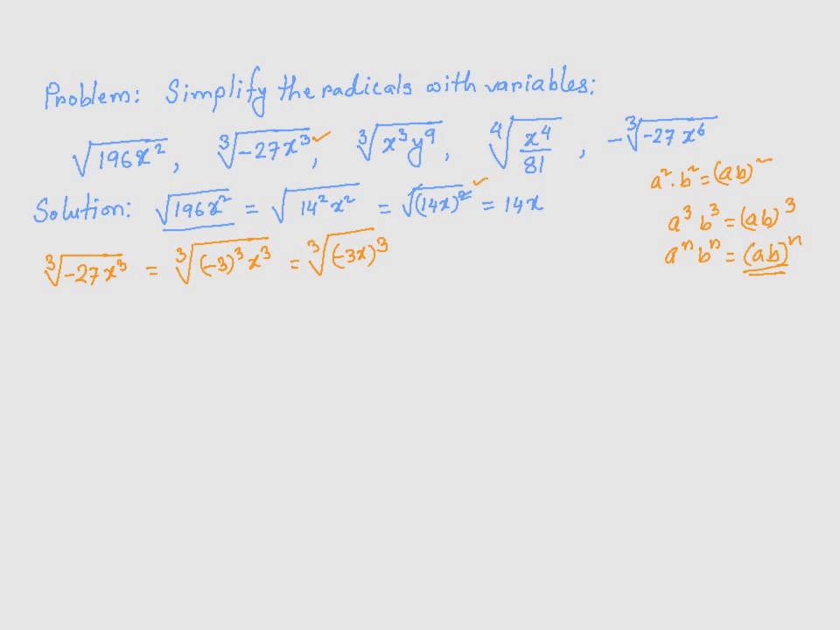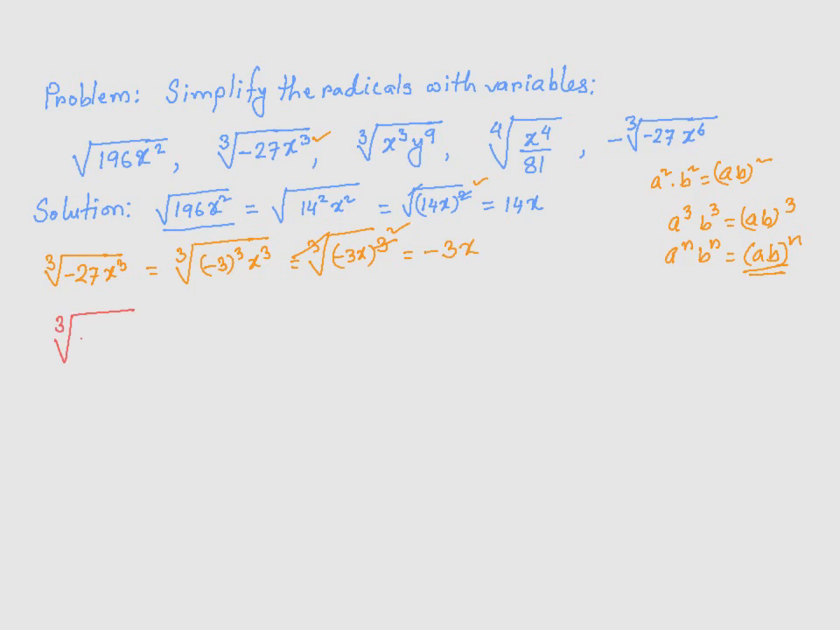So now this is what I have right here. Cube root of negative 3x whole cubed. Now cube and cube root are going to cancel each other. That's going to leave you with negative 3x.